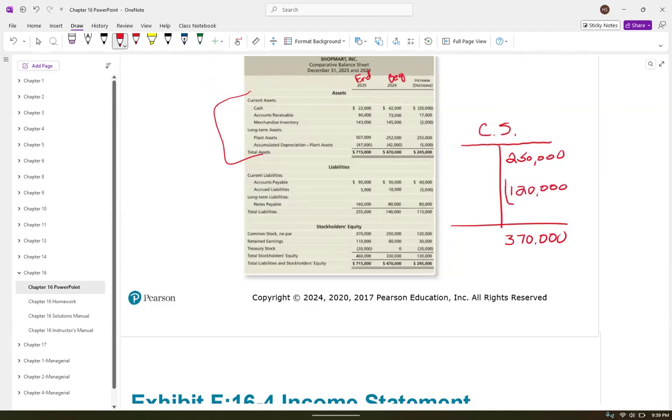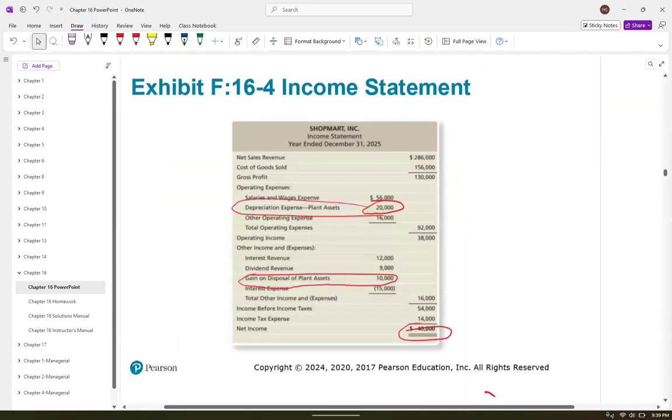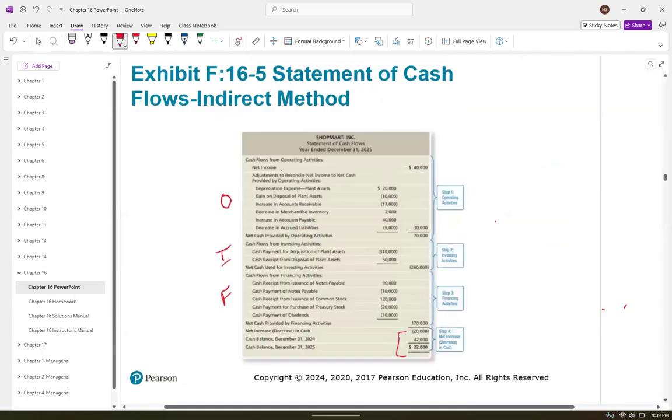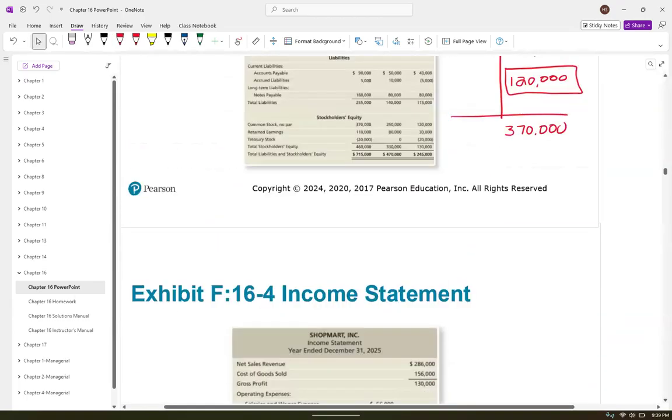Why would common stock go up? Because they issued more stock. They issued more stock and they got more cash. Okay. So that is in the financing section of the statement of cash flows. So you can see, where is it at? Cash receipt from issuance of common stock, 120. Okay.